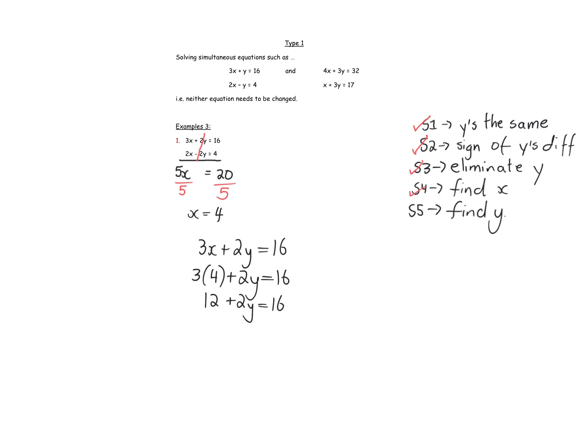What we need then is the y on the left and the numbers on the right. So I'm going to minus 12 from both sides. We'll be left with 2y is equal to 16 take 12, which gives us 4. We need y by itself then, so we divide both sides by 2, and we get that y is equal to 2. So the point of intersection of these simultaneous equations is 4, 2.